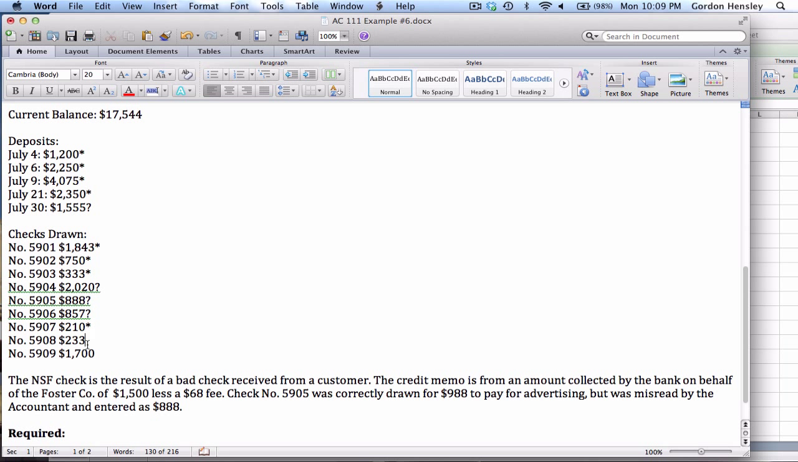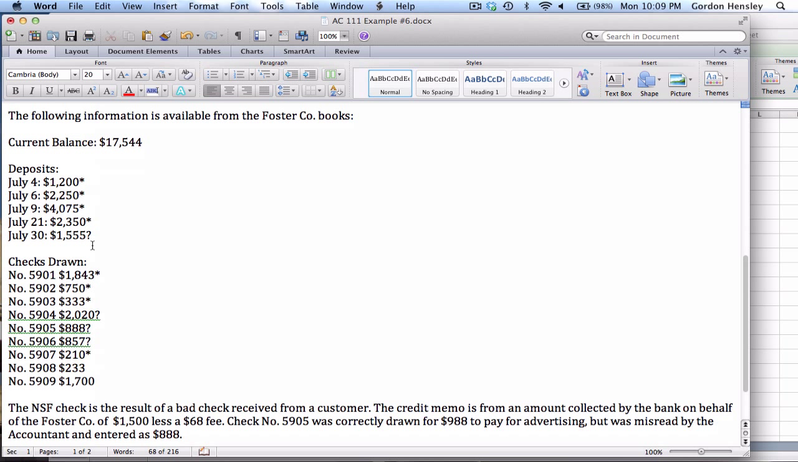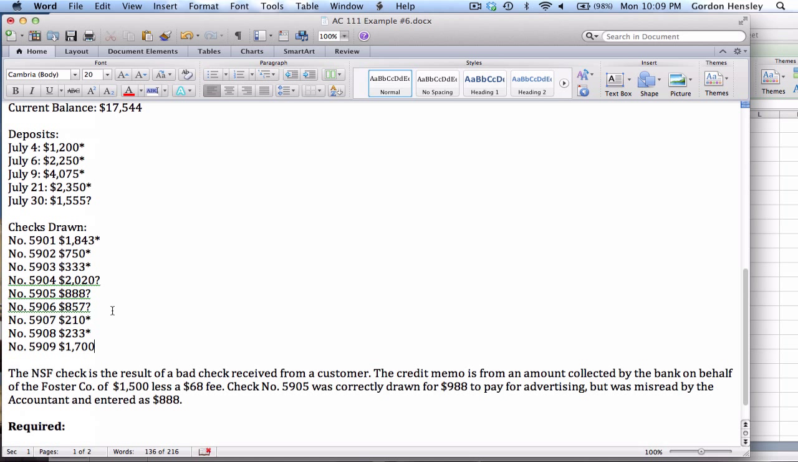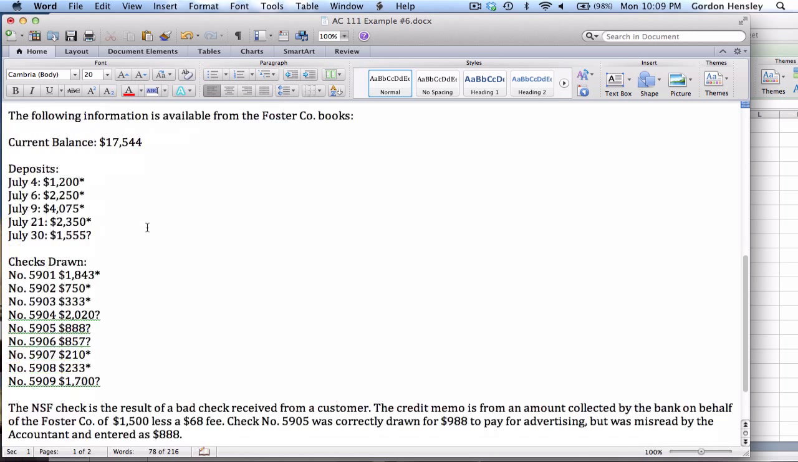Then I've got check number 5908 for 233. 5908, 233, that's matching. So I'll put an asterisk there. Then I've got a check number 5,909 for 1,700. I don't see a $1,700 check, so that one is a problem. So I'll put a question mark there. And then do I see anything else up here? Well, I do see right here this NSF, that non-sufficient funds check. I didn't know about that one. So I'm going to have to put a question mark there.